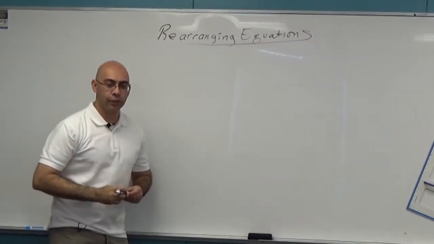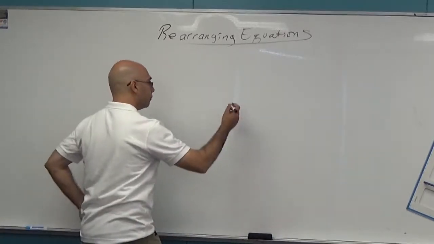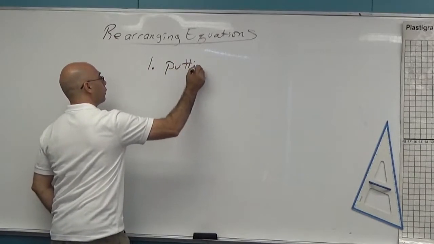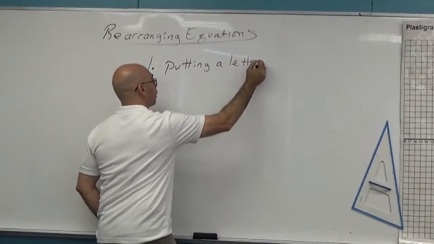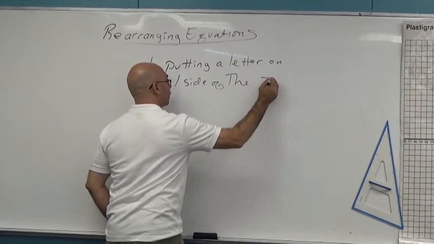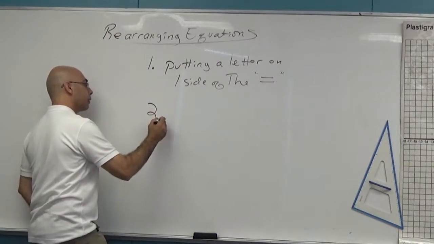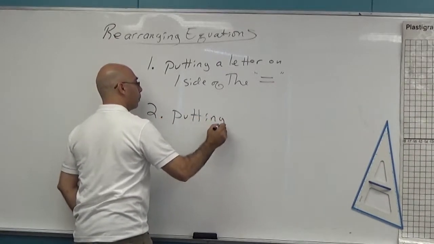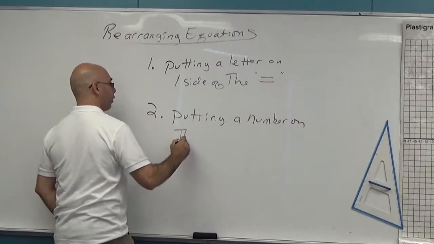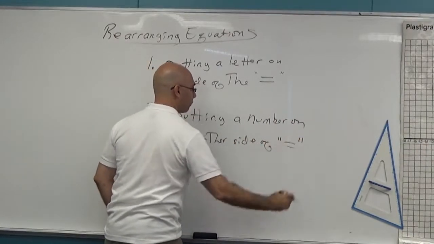We are rearranging equations today. And this is the basic thing that you're doing. You're doing two things. One, you're putting a letter on one side of the equal sign. That's one thing you're doing. The second thing you're doing is putting a number on the other side of the equal sign.